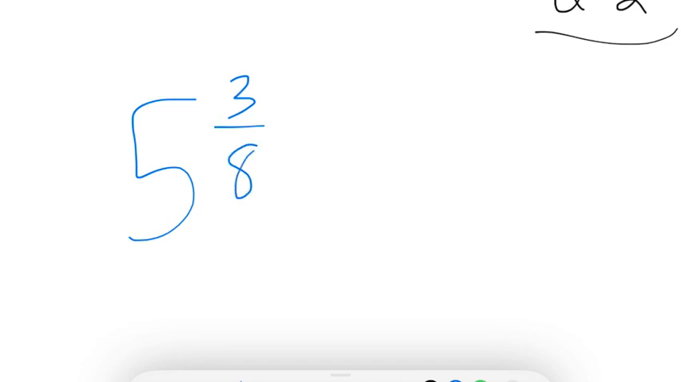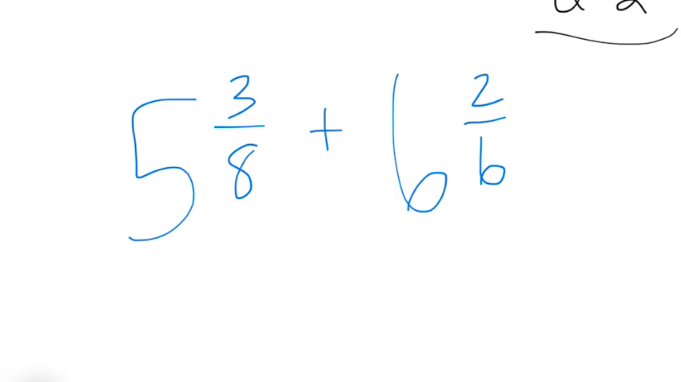I'll show a quick adding mixed numbers problem for us here today. So the same concept is going to take place with having our denominators be the same. Let's do this one here. All right, so 5 and 3/8 plus 6 and 2/6. So can I add? No. Why? Because my denominators are not the same.